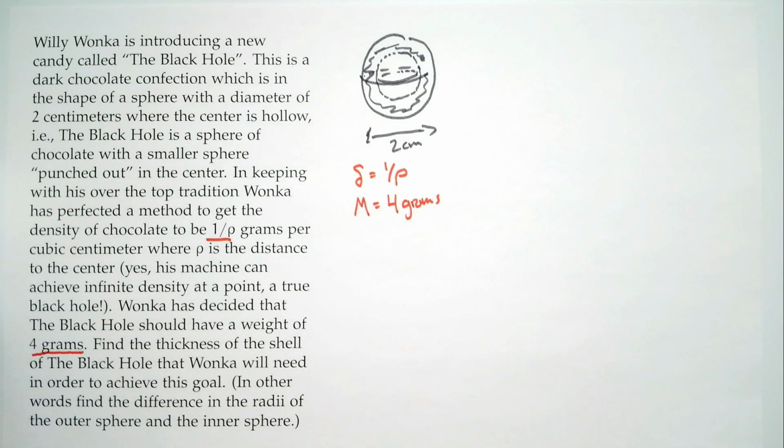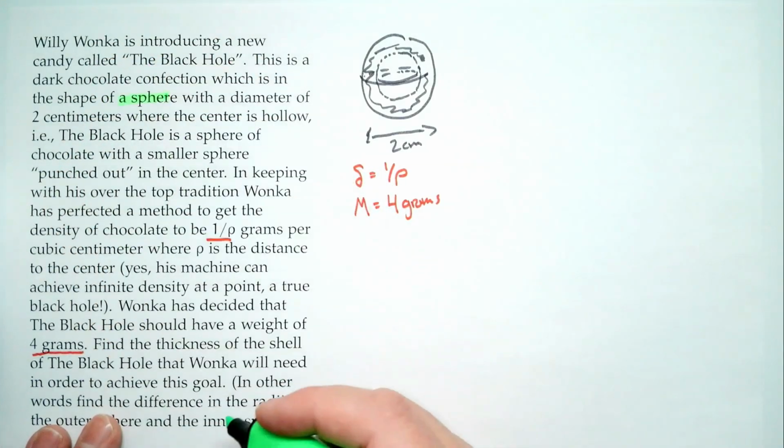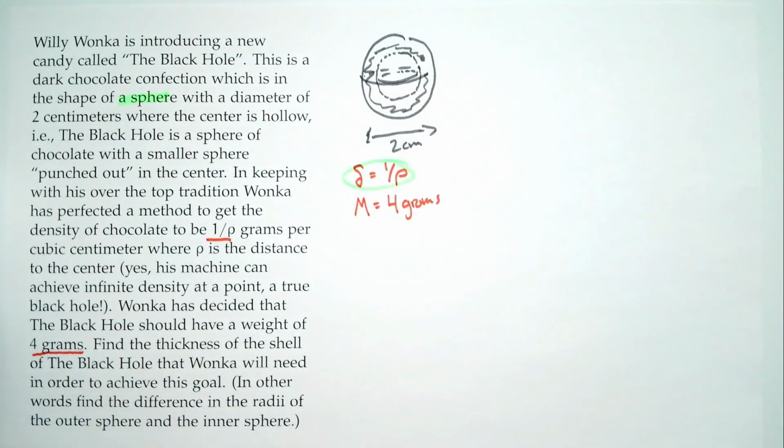We need spherical coordinates. Now, what's the clue that we should have spherical coordinates? Yeah, the fact that we have a sphere. That's a big clue. The other big clue is our density, because our density is phrased as 1 over rho. Now, that's a type of phrasing where it's saying our density is given to us in terms of spherical coordinates. So we should use our spherical coordinates.